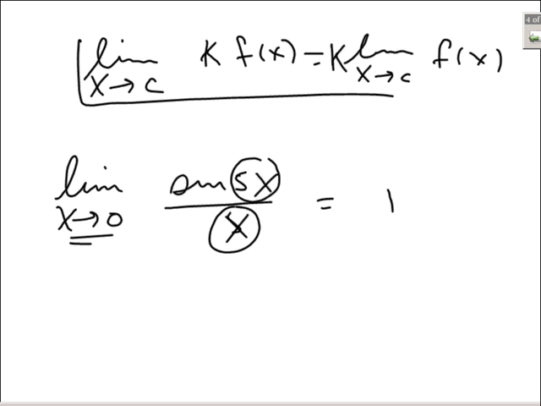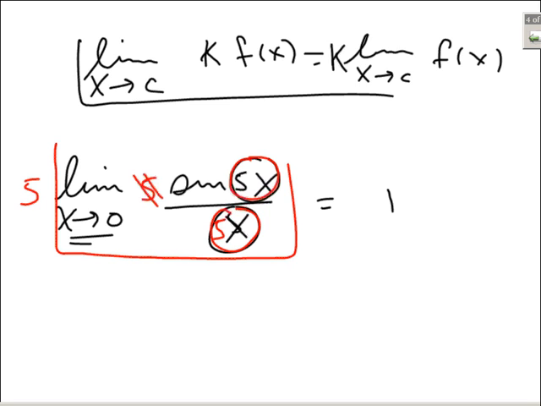So what we're going to do is put the 5 in. Here's the 5. Now, these are the same. But to put a 5 in the bottom, you have to put a 5 in the top. And we invoke the rule right above. That 5 can come in front. This limit is equal to 1. Why is that? Because both of these are the same, and when x is 0, both of these are 0. So the answer is not 1, but 5 times 1, or 5.